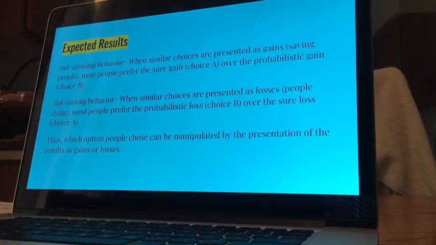So this is risk avoiding behavior. When similar choices are presented as gains, saving people, most people prefer the sure gain, choice A, over the probabilistic gain, choice B.